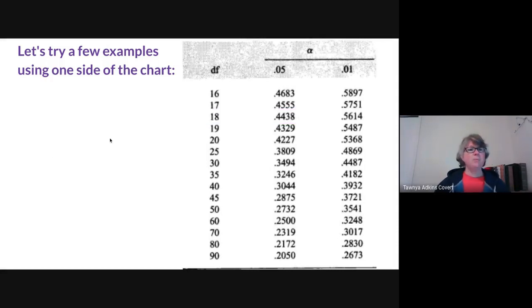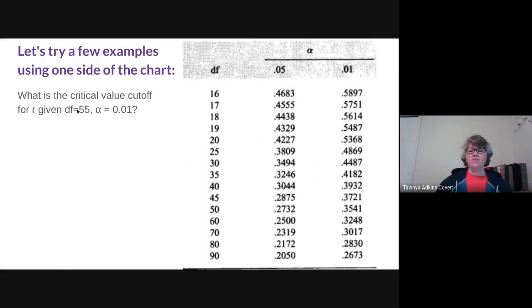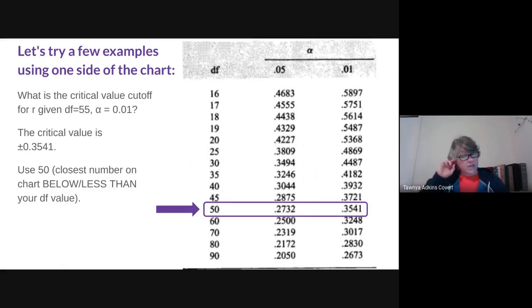Let's do another example. What if we have degrees of freedom equals 55 and we want to use an alpha of 0.01? So degrees of freedom of 55 would mean that 57 people answered the question, right? N minus 2 is our degrees of freedom. Well, the closest number that we have is 50. So that's the one that we are going to use. We always play the Price is Right game, right? The closest without going over, and that's based on the limitations of whatever chart we use.